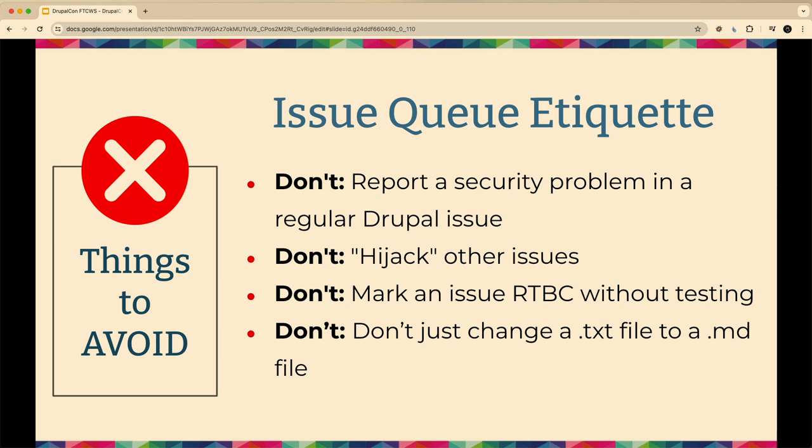Don't mark an issue as reviewed and tested by the community if you haven't actually reviewed and tested it. Does happen sometimes. So if you are testing a code change, like a merge request, check that it actually solves the problem, and if you can create a screenshot or something like that, then you can mark it as reviewed and tested. Don't change text files to markdown files. There's a lot of cases where we used to have readmes and things like that as text files, and then people would just change them to markdown, and it looks really unreadable. There's a whole different syntax for markdown files. So again, if you're sharing a text file on an issue as a file, try to reformat it if you're going to do that.